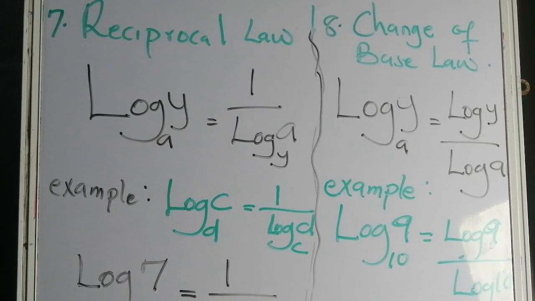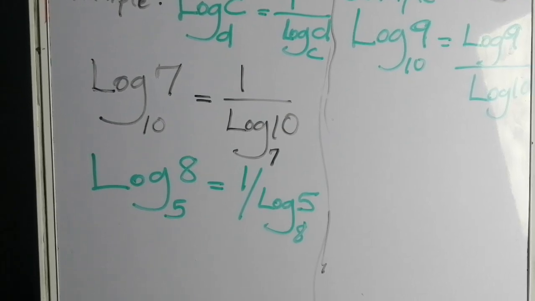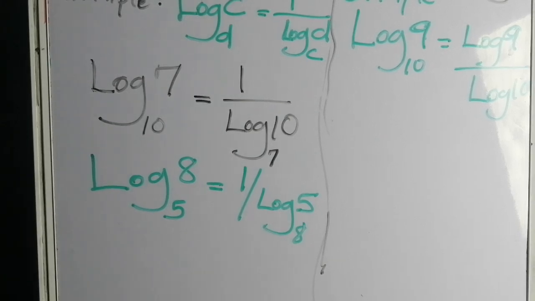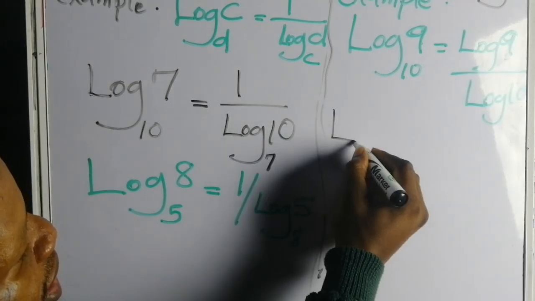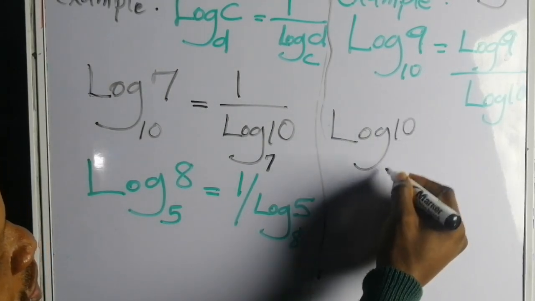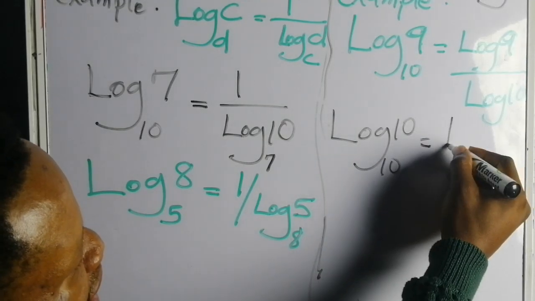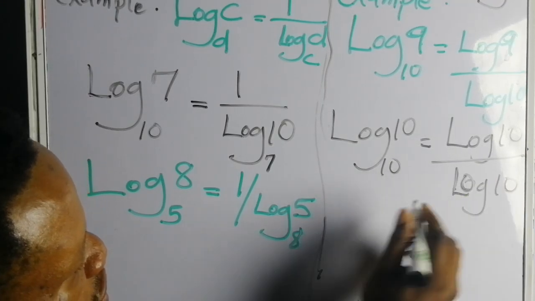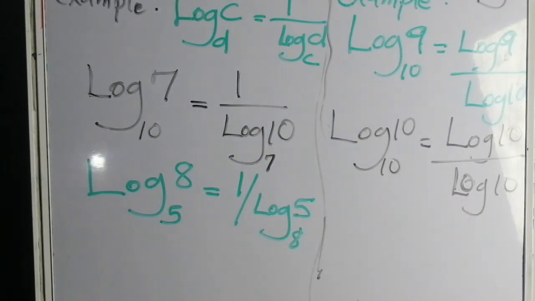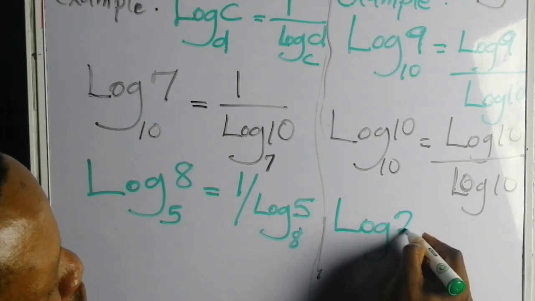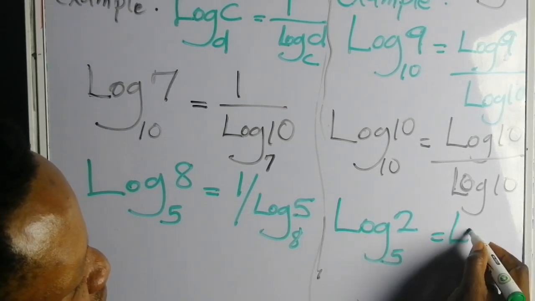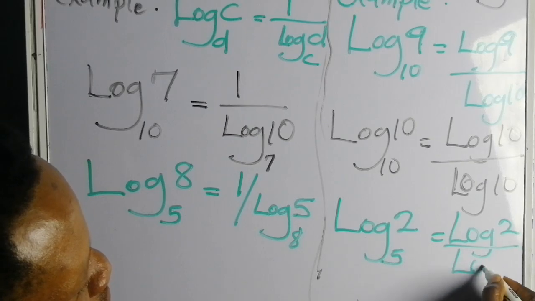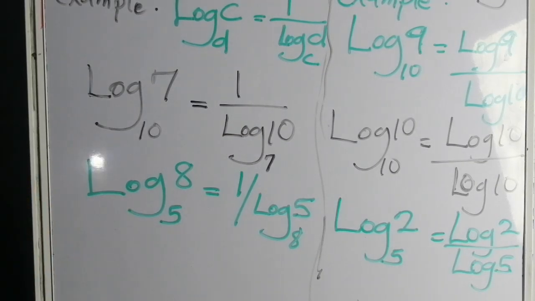Let me give more examples so that you can understand what I'm trying to say. For change of base law, let me use log 10 to base 10. It's still the same thing: log 10 all over log 10. The base has turned to a number after applying division. I can also say I have log 2 to base 5. It's the same thing as saying log 2 over log 5. So it's as simple as that.